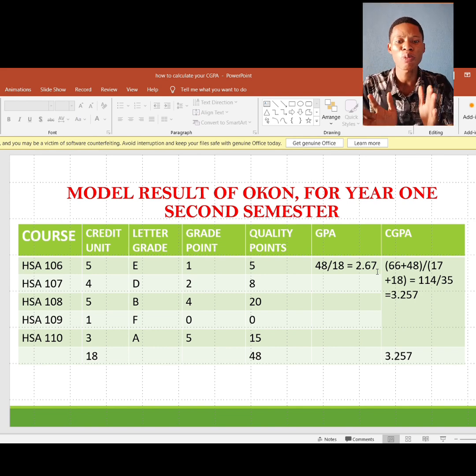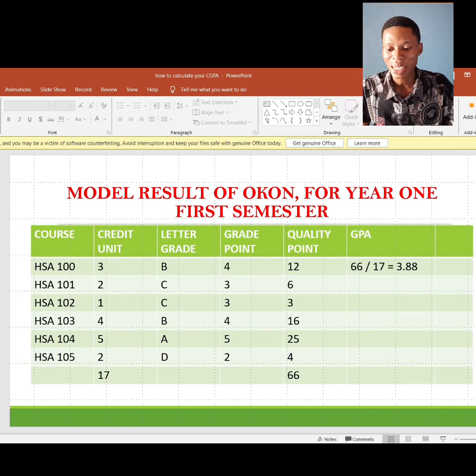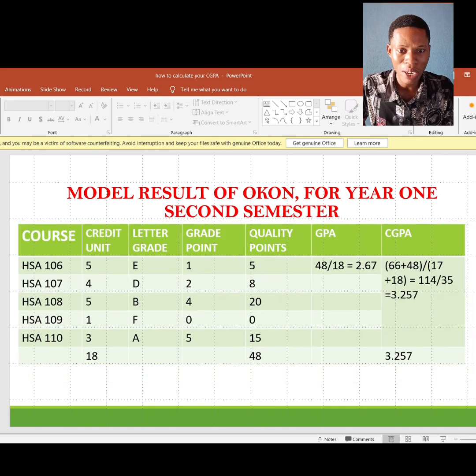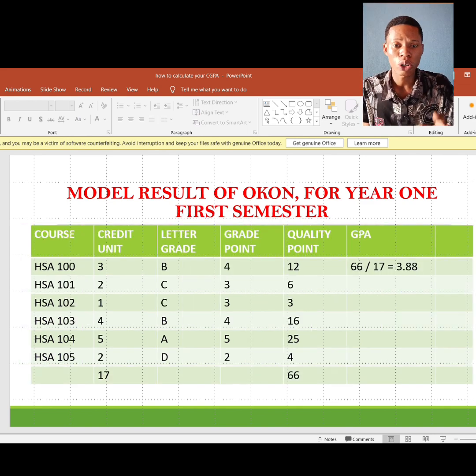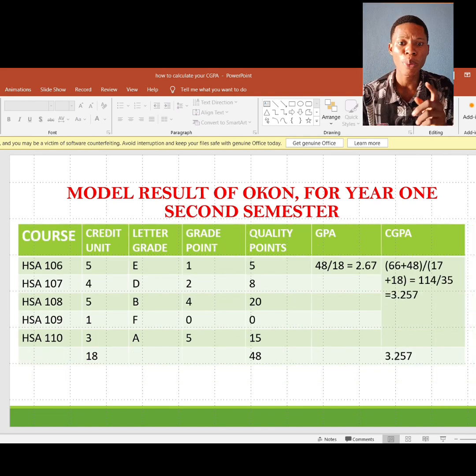Now the common mistake people make is at this point. They got their first semester GPA as 3.88 and their second semester GPA as 2.67. They will now add the two together and divide by 2 as their CGPA for year 1. That is wrong. You will notice that most of you are victims of this one. So if you used to do that, you don't know your CGPA yet. Some persons, once they calculate their GPA for first semester and second semester, will add the two together and divide by 2. That's not how it is supposed to be done.